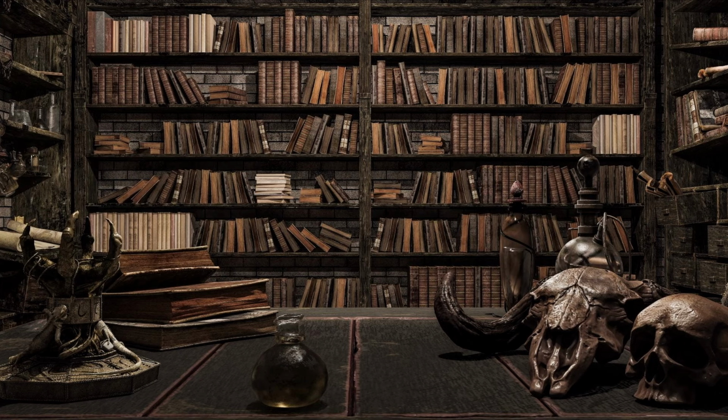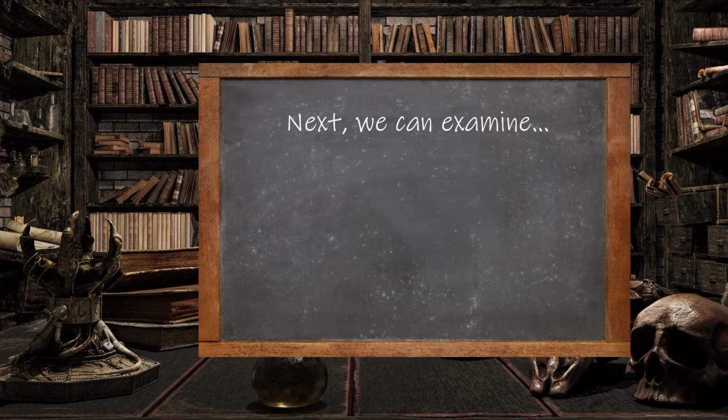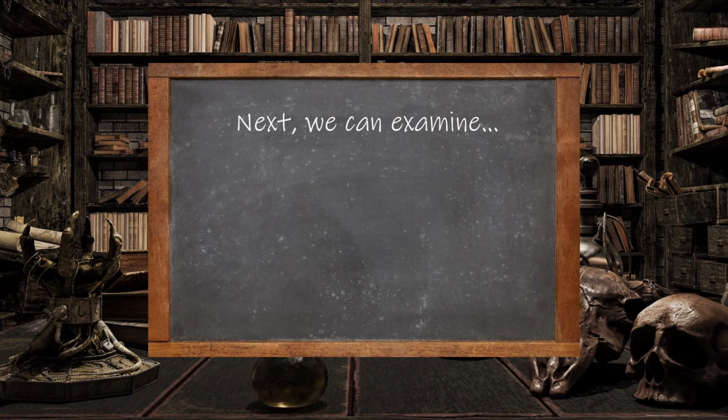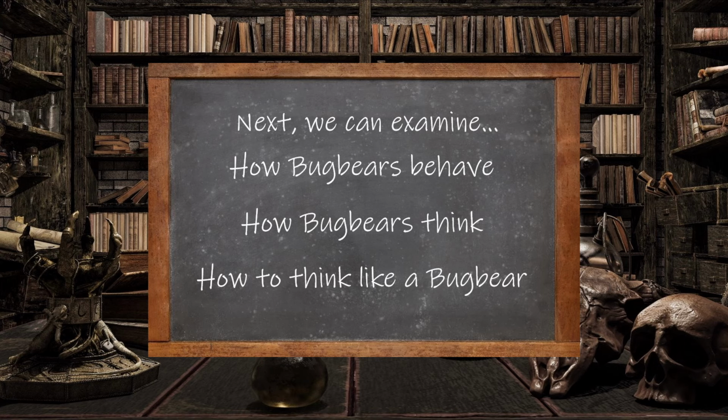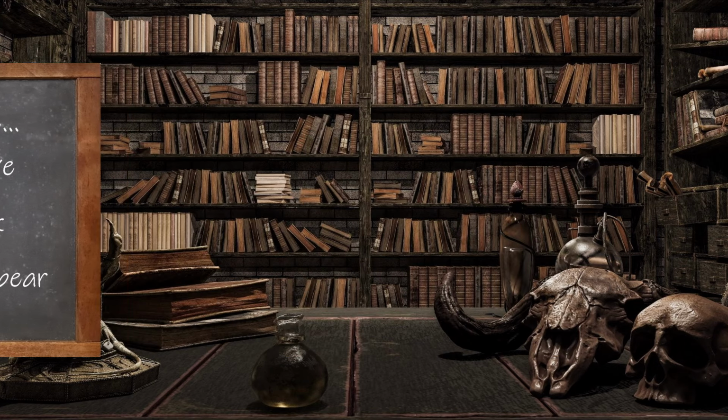Now that we've gone through and sorted out their stat block, we can begin to relate the bugbear's lore and abilities to how we should be using them in combat encounters. Specifically, we're going to look at how they behave, how they would approach a combat situation, and how to get into the mind of a bugbear if you want to fight effectively as one. How do we do this?